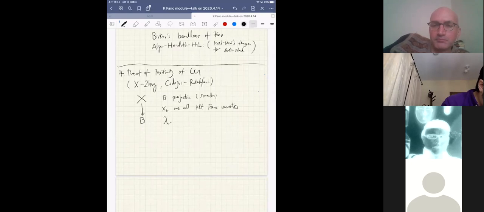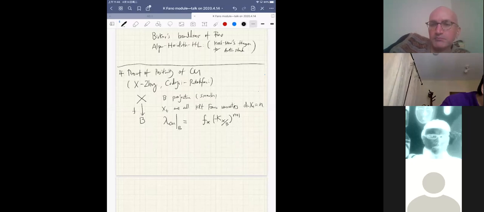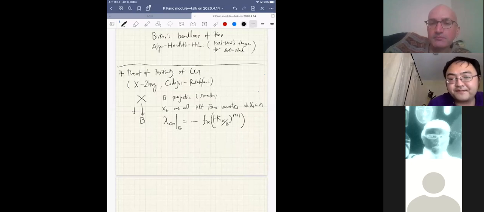And then the CM line bundle on B is given by the push forward of K_{X/B} self-intersected n plus one times, where the dimension of X_t is equal to n. So if I have a divisor and intersect n plus one times, this becomes a cycle of dimension dim B minus one. So now if I push forward this cycle on B, and B is smooth, then I get a divisor on B. And the CM line bundle is basically the negative of this. So we basically expect that this intersection is always positive.